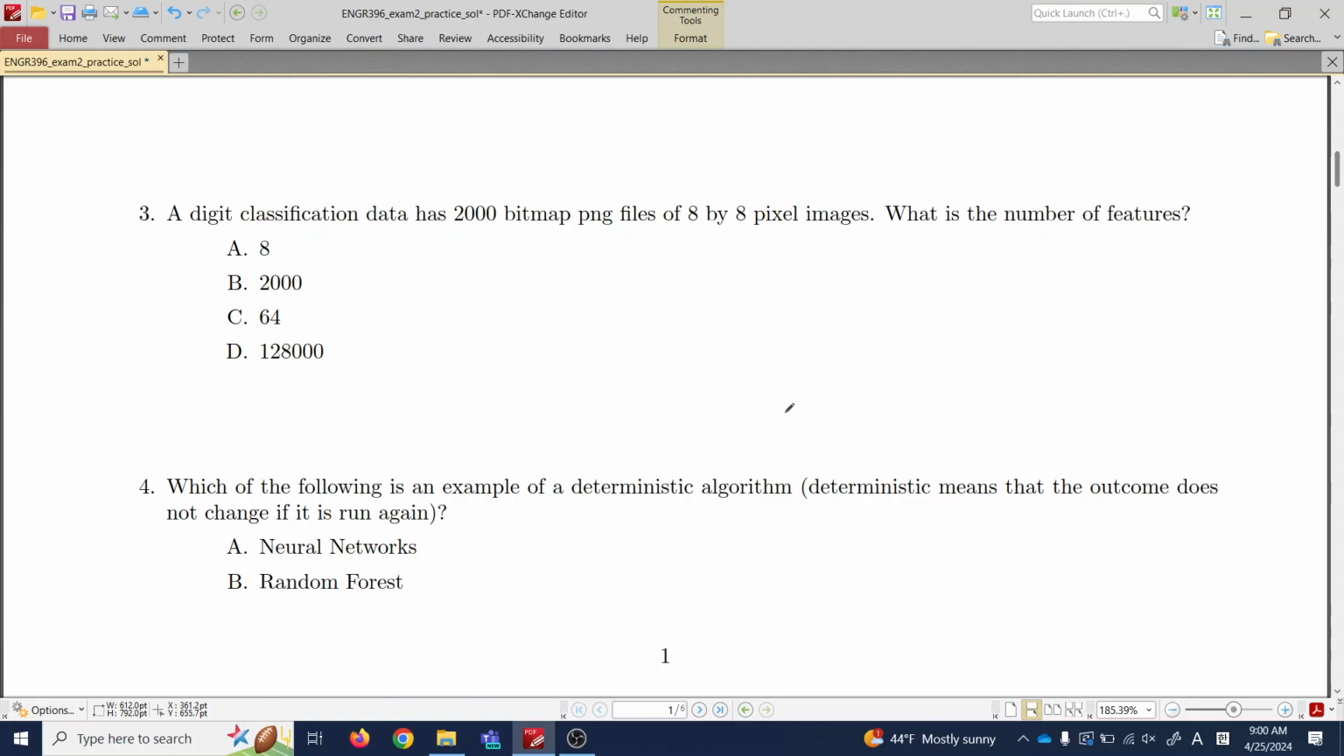So think of it like this. When you're presented with a bitmap file, what do you see in order to judge if this is a 1 or 2 or whatever letter it is? What do you see?